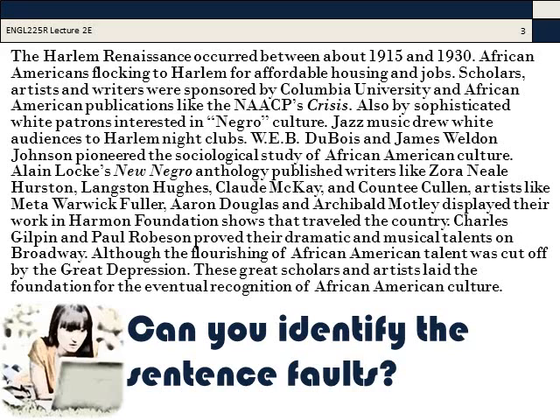Can you identify the sentence faults in this passage? Read the passage aloud and listen for the glitchy sentence boundaries.